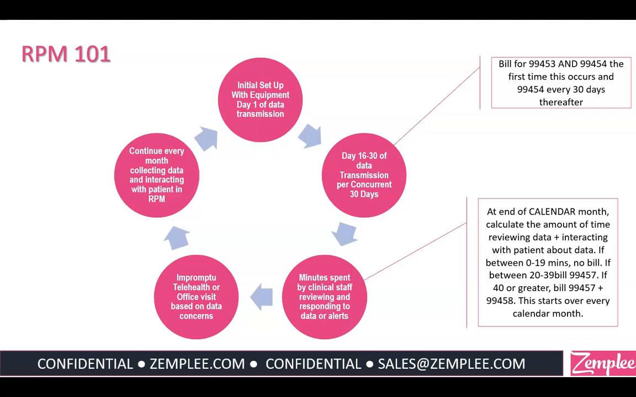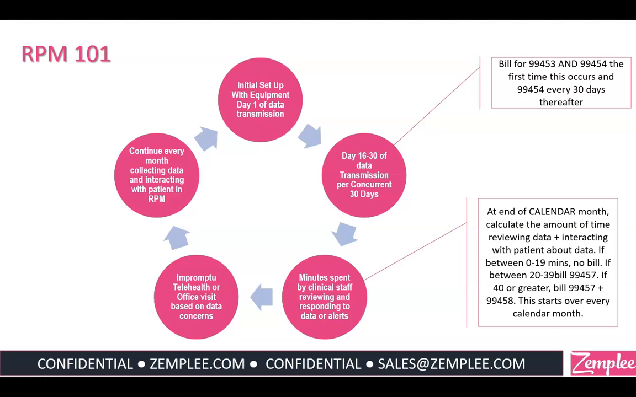So if you look at this little grid here, starting up at the top, the initial setup of the equipment, day 1 of data transmission, let's just call that the 15th of the month. You can't bill for that until you get at least 16 more days of data transmitted, which, if it's a 31-day month, would be day 31 of that month at the earliest you could bill for that.